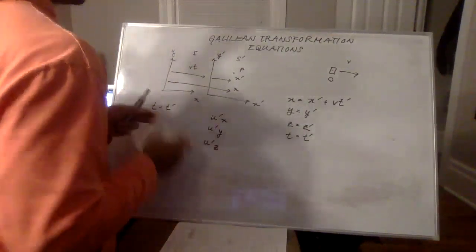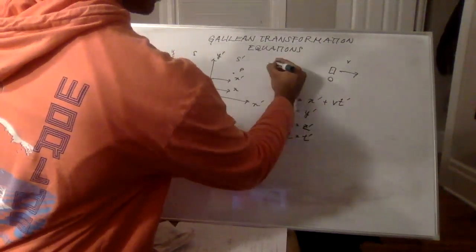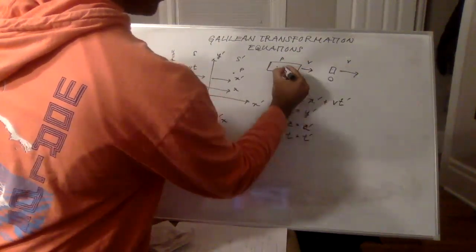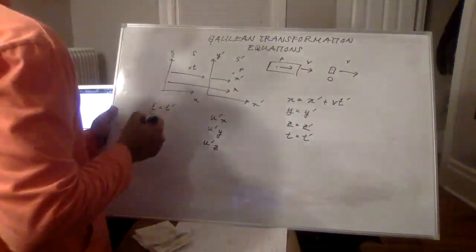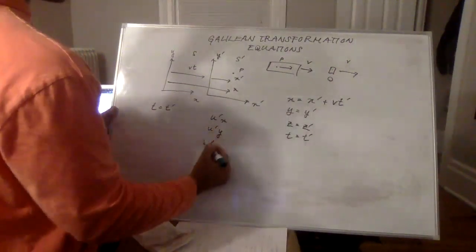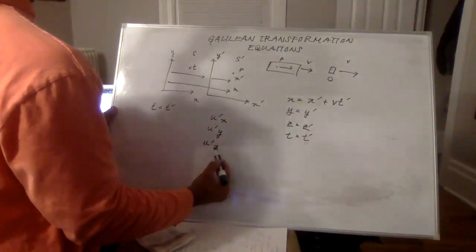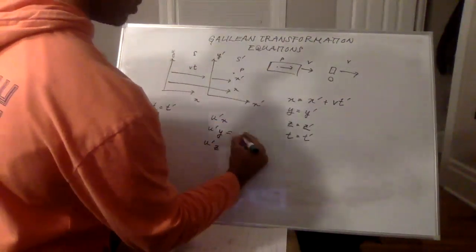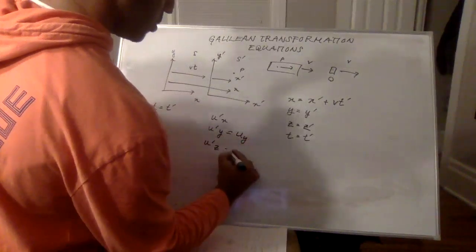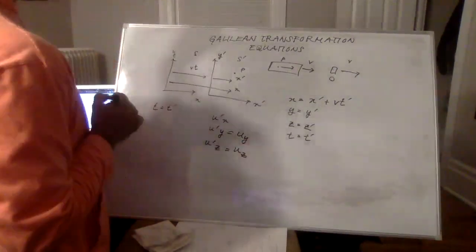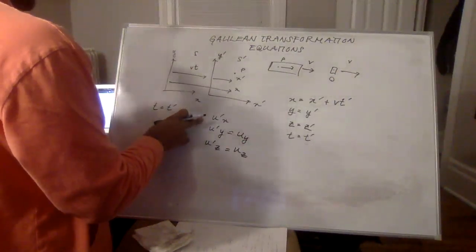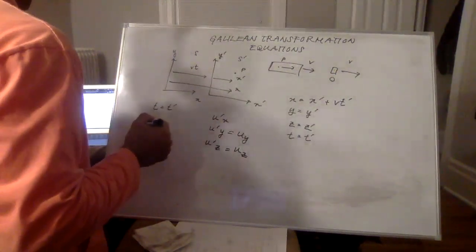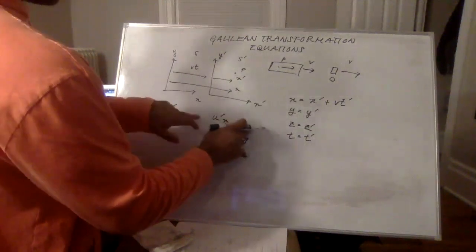So pretend it's a bus that's moving. My point P is now walking up to the front of the bus, right? At a speed of u prime x in the x direction, u prime y in the y direction, and u prime z in the z direction. And now we've said that y and y prime are equivalent, and z and z prime are equivalent. So we know that u prime y will equal uy and u prime z will equal uz. So the only thing that's different is the u prime x. So how do we relate this to ux?